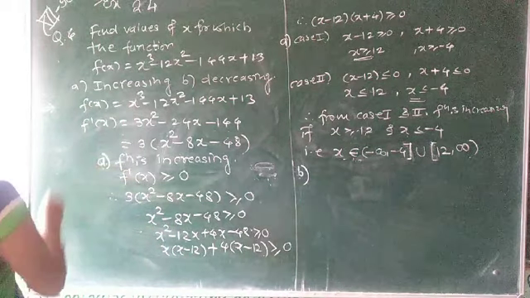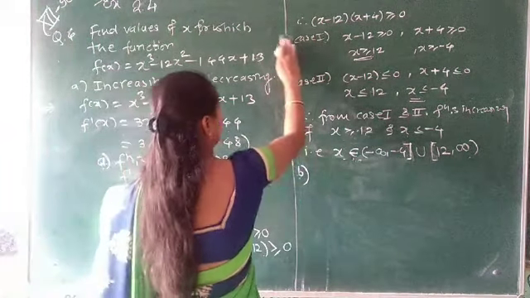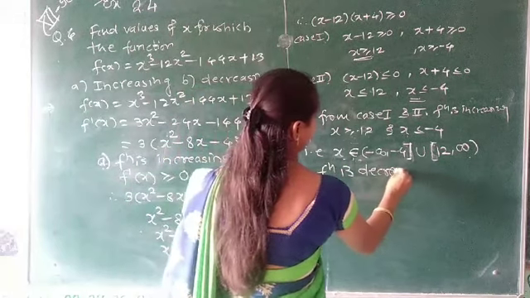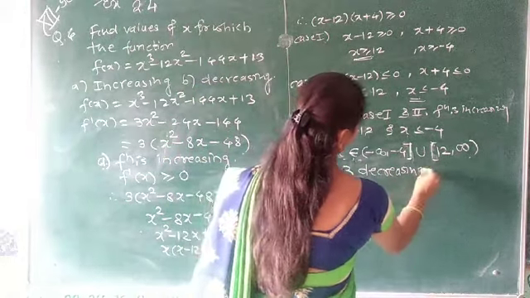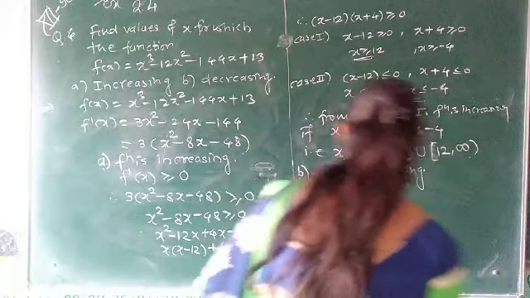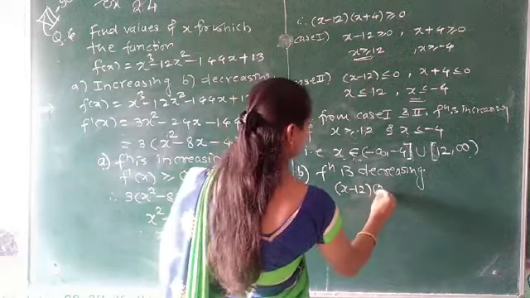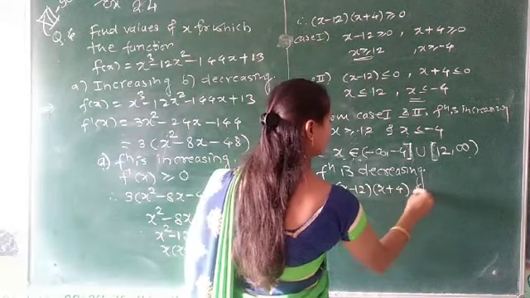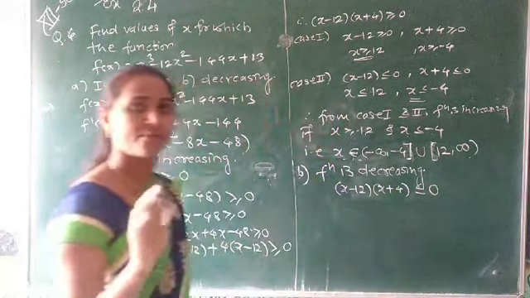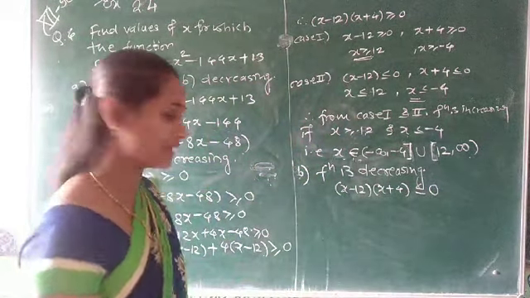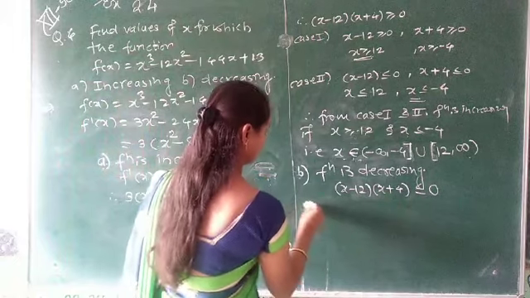Right here the function is increasing. Go right here, B. Now the function is decreasing. The function is decreasing since the product of the factors x minus 12 and x plus 4 is less than or equal to 0. If it is increasing, then the product of the factors is greater than or equal to 0, and if it is decreasing, then the product of the factors is less than or equal to 0.